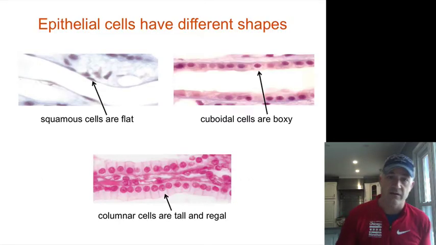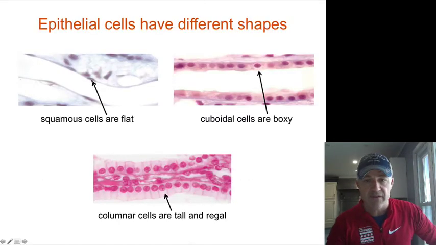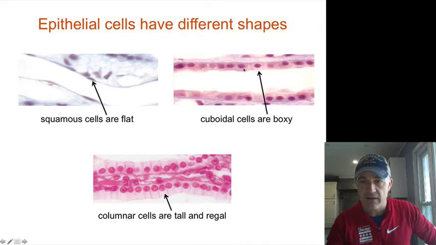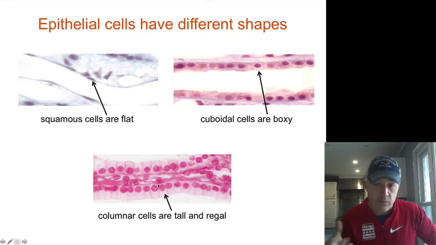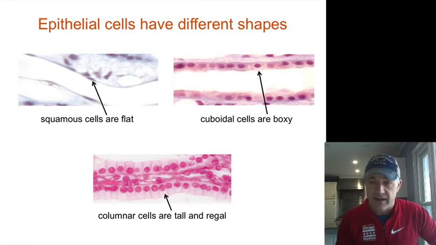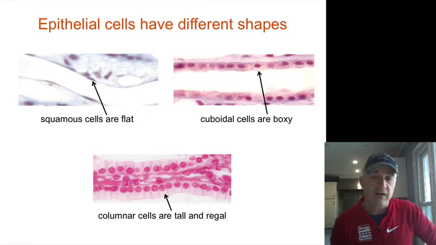So you can see here, squamous cell, from the side view, very flat. The nucleus is the widest part here, whereas with cuboidal cells, height and width are a lot more similar. And with these columnar cells, you can see here, they're taller than they are wide. The nucleus tends to stay towards the basement membrane a little bit more. Again, we're going to go through each of these. I don't know about tall and regal, but they're definitely taller than they are wide.